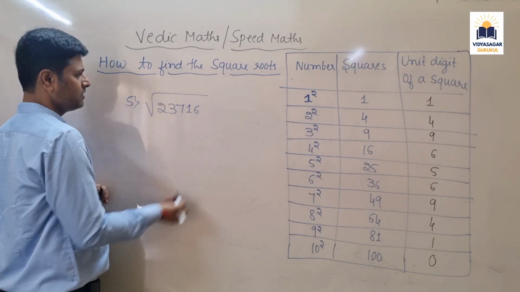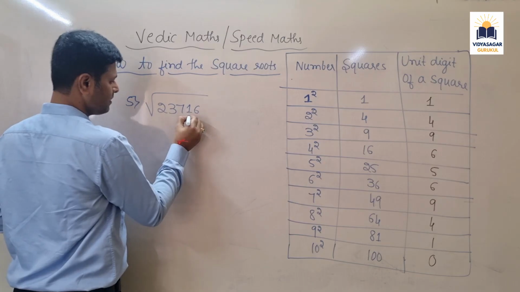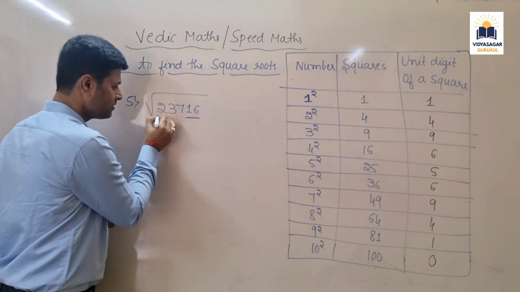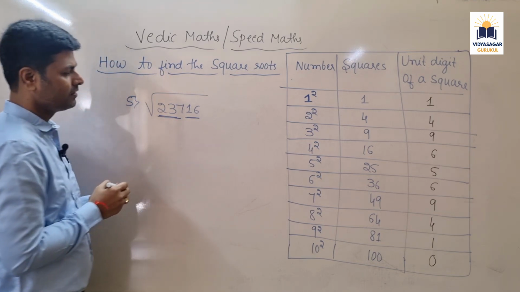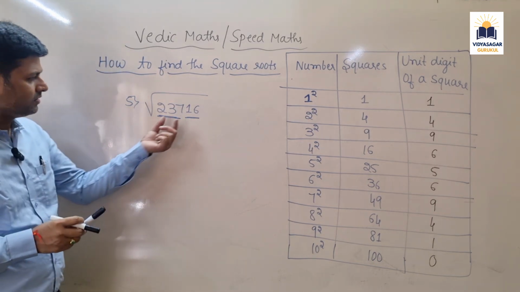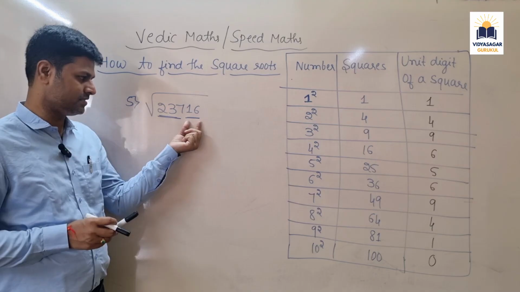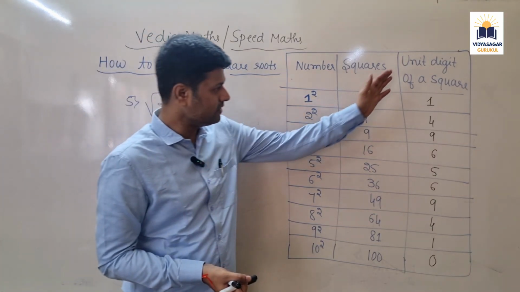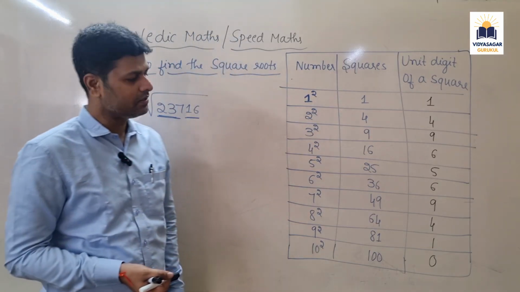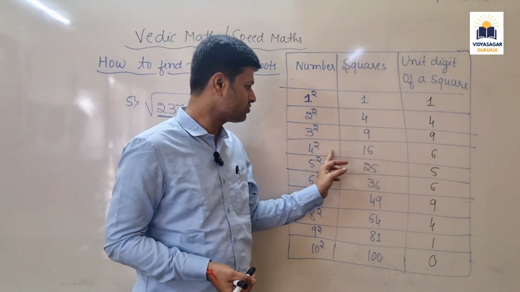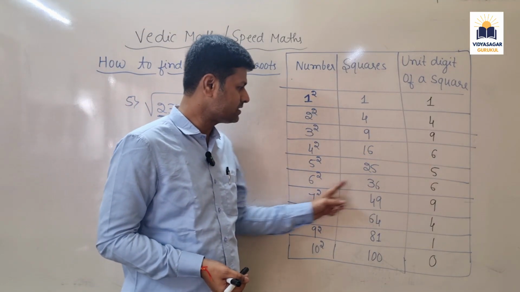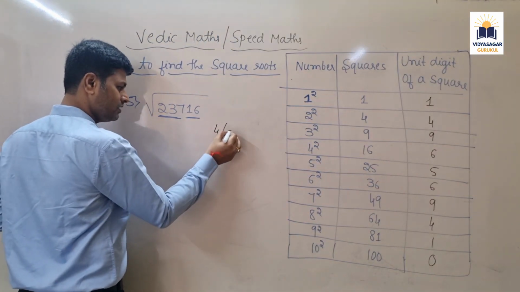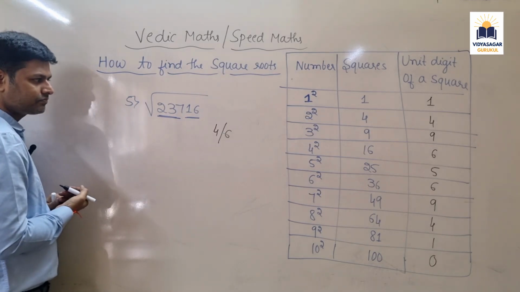Now our procedure is square root. That means you have to consider the last 2 digits first, because the square power is 2, and the left part is 237. In 16, what is the units place? The units place is 6. Which square is ending with 6? You just go through the unit digit column. 4 square is 6 and 6 square is 6. So it is either 4 square or 6 square, right?